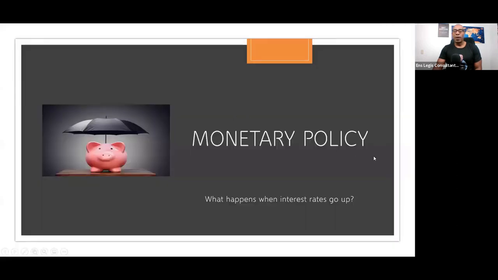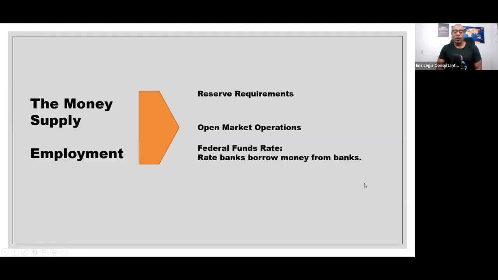All right. So we will talk about monetary policy. Anytime that the Federal Reserve or the Central Bank of the United States sets policies, this is called monetary policy. And we're going to talk about what happens when rates go up. So the Federal Reserve with monetary policy is responsible for the money supply as well as employment. And they use three tools to manage the money supply and employment.